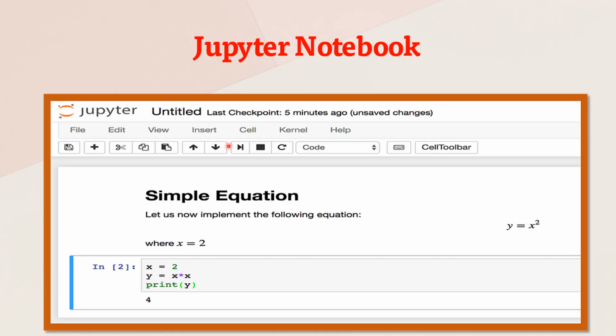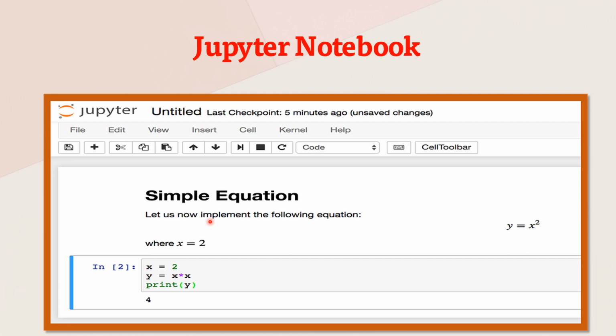Then comes the Jupyter Notebook, which is a powerful tool that enables data scientists, analysts, and business professionals to create, share, and collaborate on documents that contain live code, equations, visualizations, and narrative text. And it's an open source web application which is used for data analysis, machine learning, and scientific computing. So to understand the Jupyter Notebook in the business context, let us consider an example.